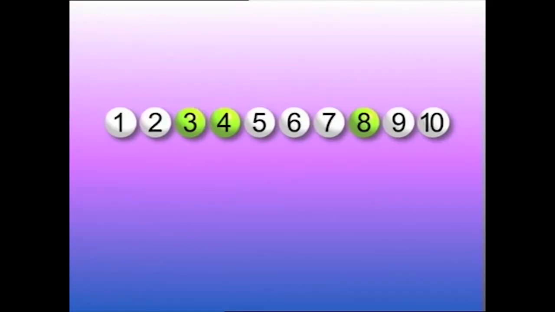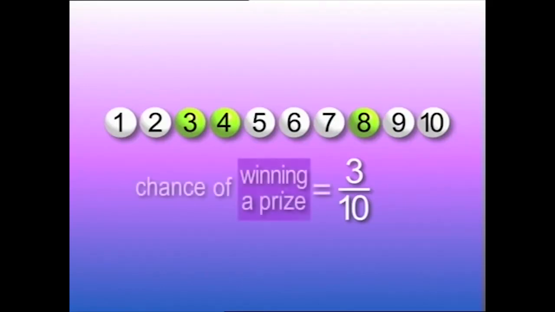What's the chance of getting a prize related to here? The chance of getting a prize is related to the total number of balls and is also related to the number of green balls. That's correct. Now consider this. We'll take a total of 10 balls, of which 3 are green. If we compare the number of green balls, 3, with the total number of balls, 10, we obtain a ratio of 3 to 10, which represents our chance of winning a prize. That's to say, the probability of winning is 3 over 10.